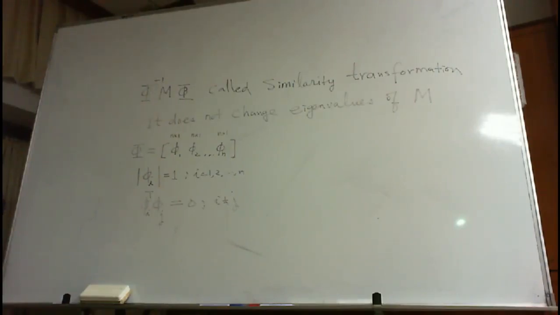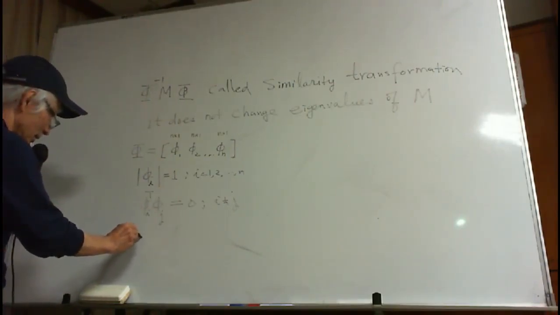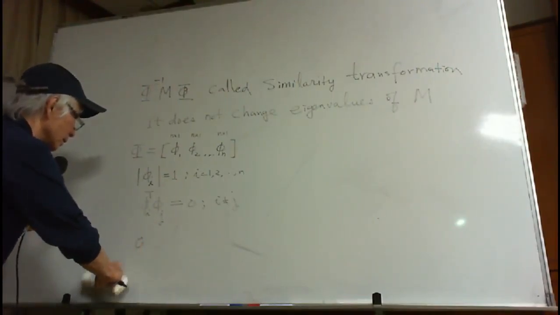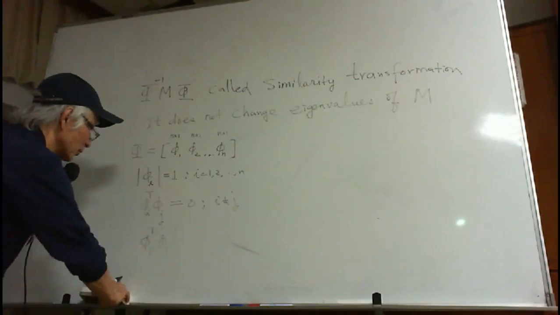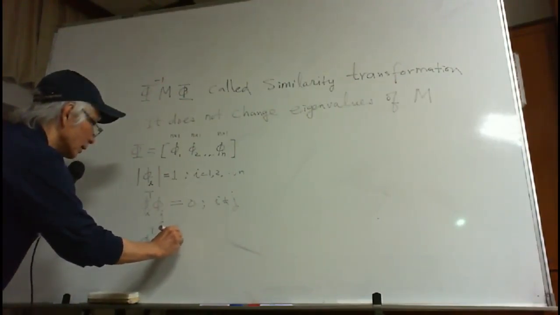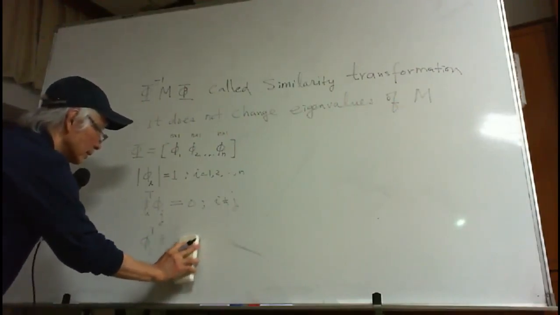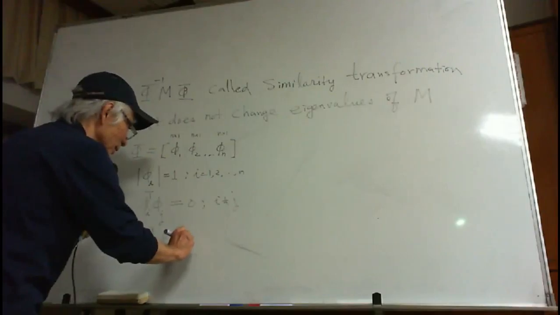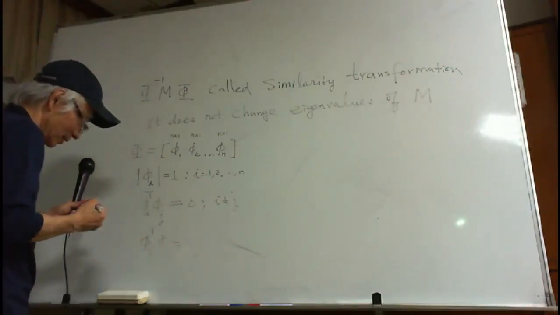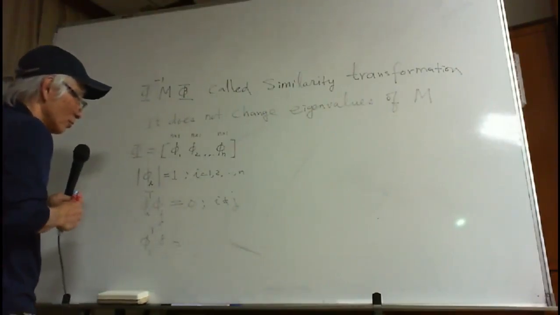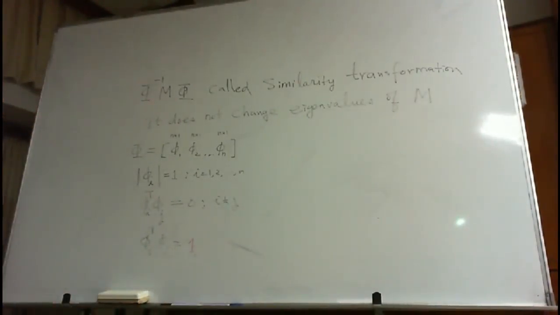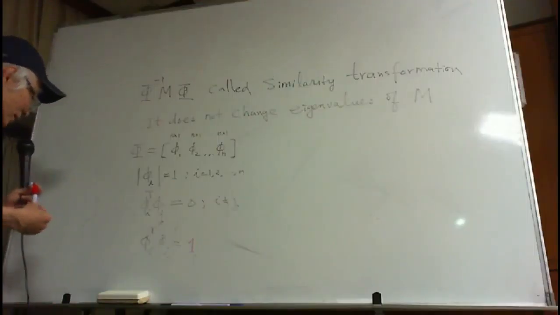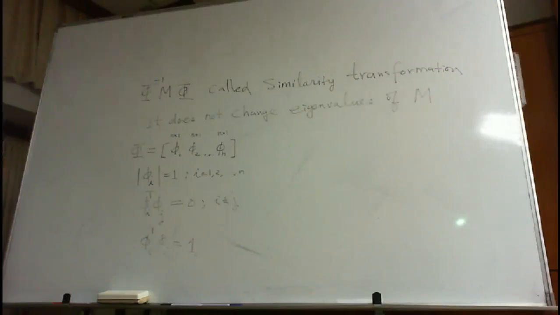All right. Now, so phi i transpose times phi i equal to 1. It's equal to 1. Is that clear?